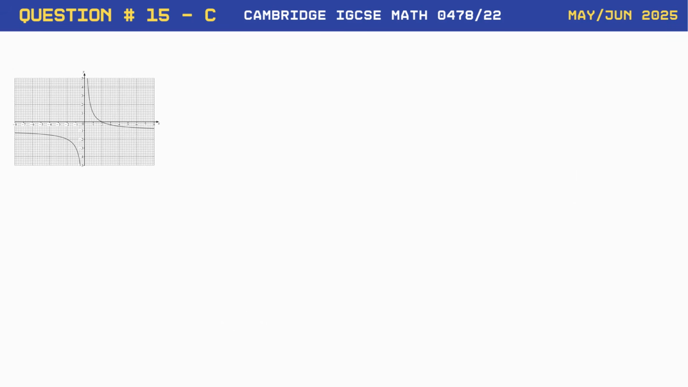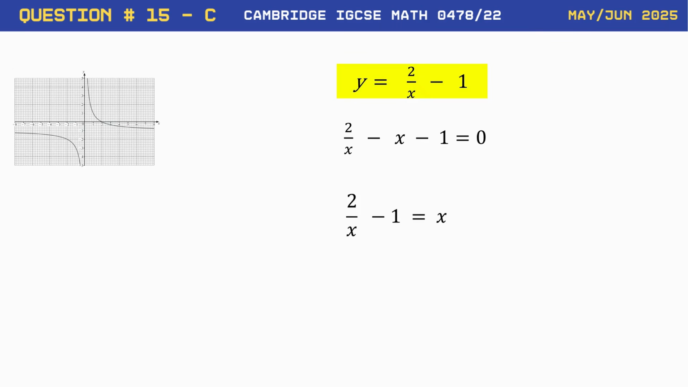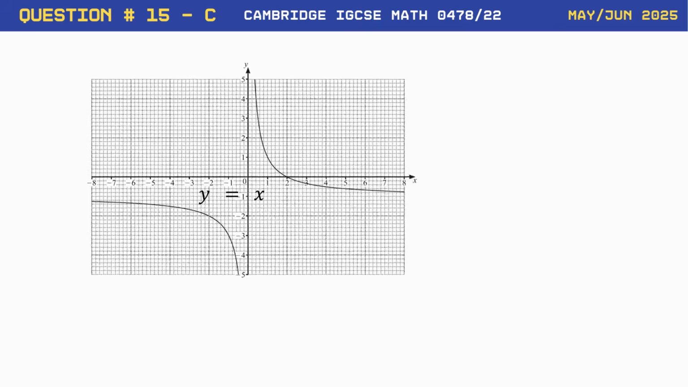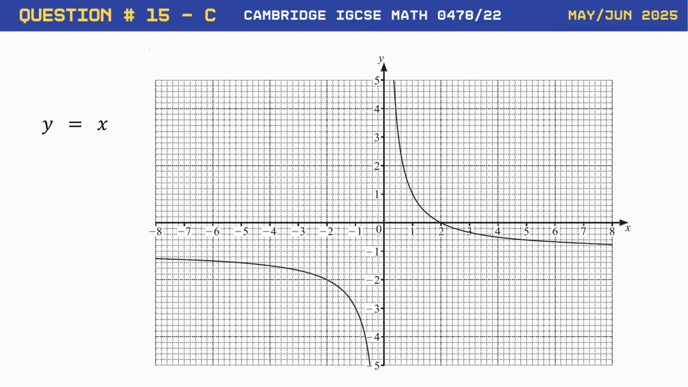The equation of the graph is y equals 2 divided by x minus 1. The given equation is 2 divided by x minus 1 equals 0. It can also be written as 2 divided by x minus 1 equals x. As we know that 2 divided by x minus 1 equals y, our equation becomes y equals x. Now that we have simplified the given equation to y equals x, let's draw its straight line on the graph.